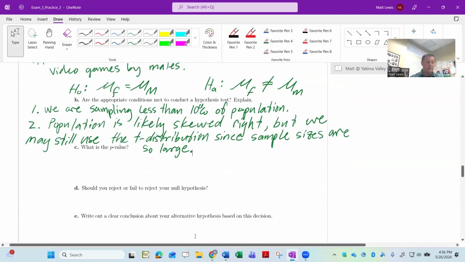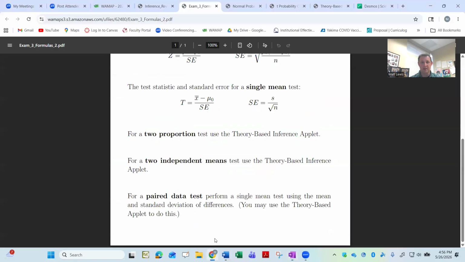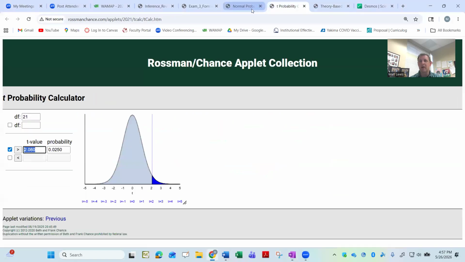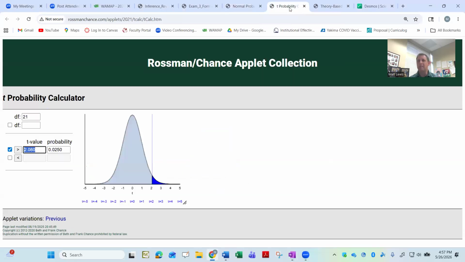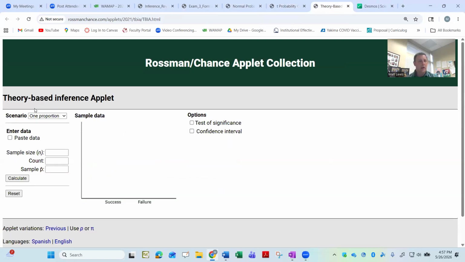All right, so our p-value. So here, again, with the formula sheet, they don't give us formulas. They exist, of course, but I'm saying we don't need to worry about them. I'm okay with us using the theory-based applet. And by the way, all these tabs I keep pulling up, just like on the previous exam, they're going to be embedded within the question, so you don't need to worry about that. So let's go with two means.